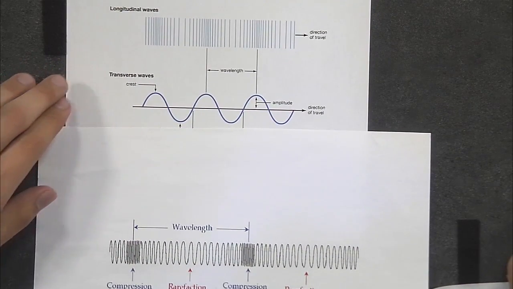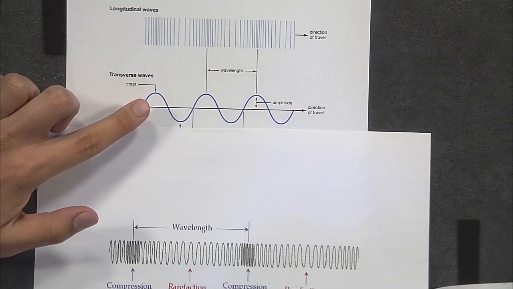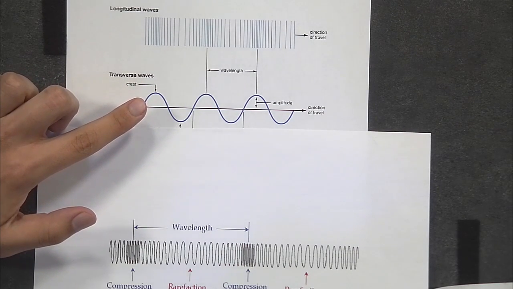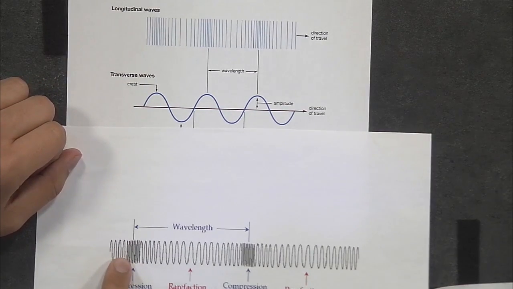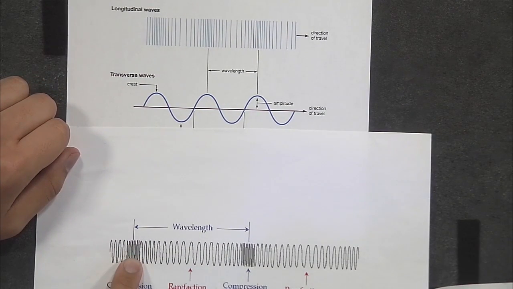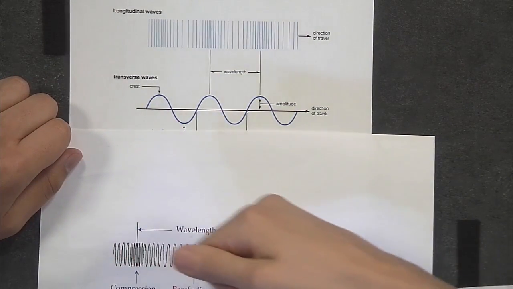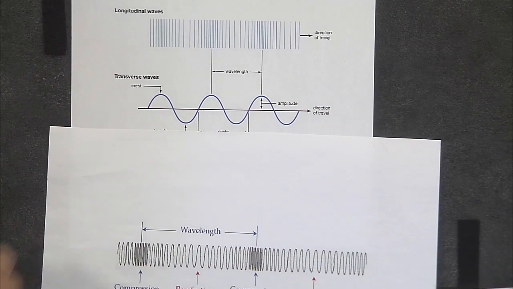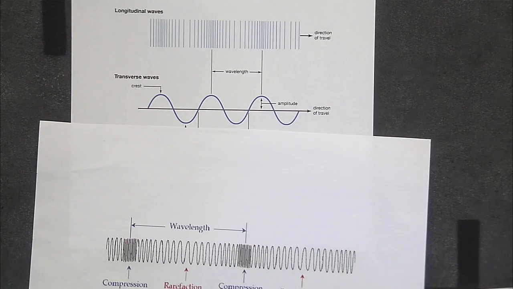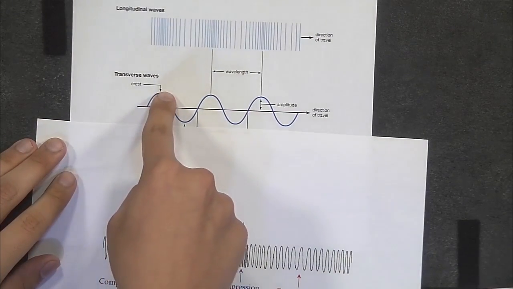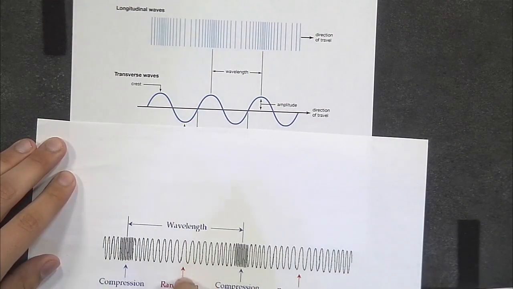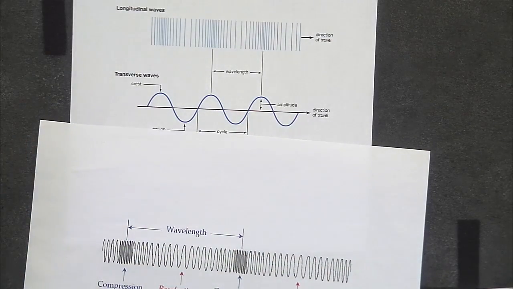If we compare these waves, we can see something really cool. This crest right here, the top peak of the wave, corresponds to the compression part of this wave. So what do you think this trough part of the wave corresponds to? I'm guessing it's the stretched out bit, the rarefactions. Yes, exactly. The trough, the bottom peak of the wave, corresponds to the rarefaction. So we can see a pattern: crest, compression, trough, rarefaction, and it goes over and over again.